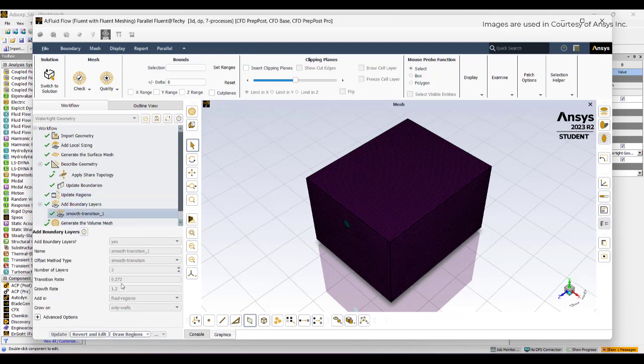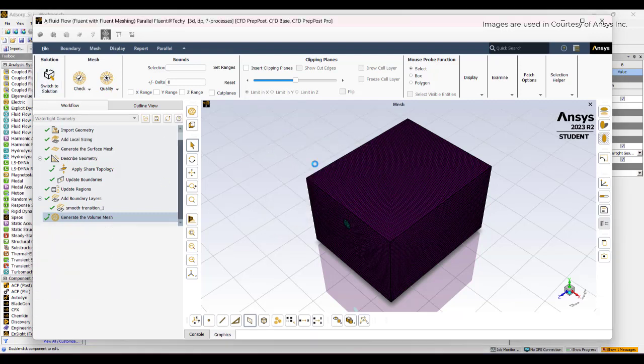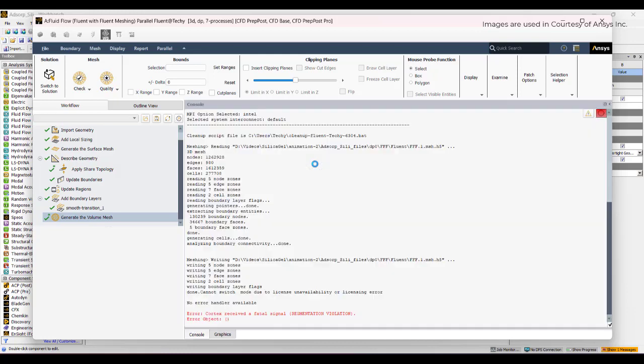I have added just three normal boundary layers, and then go to the surface mesh, click on polyhedra and the surface mesh, and go to generate volume mesh. After the volume mesh is generated, switch to solution, and then you'll be going to the solution.